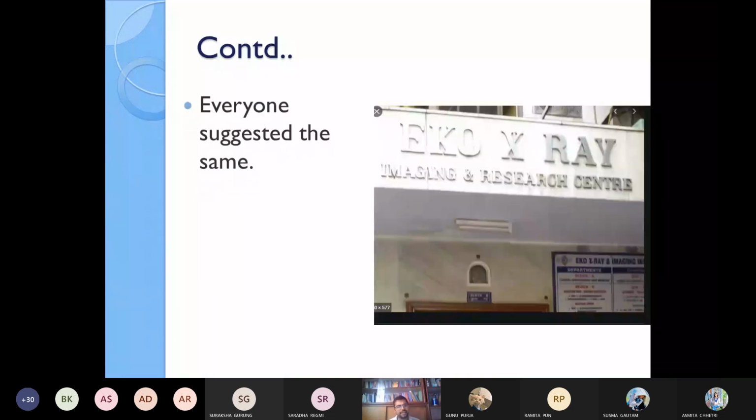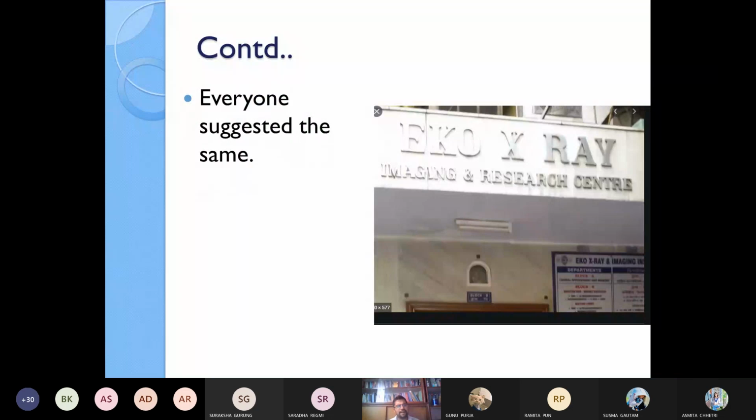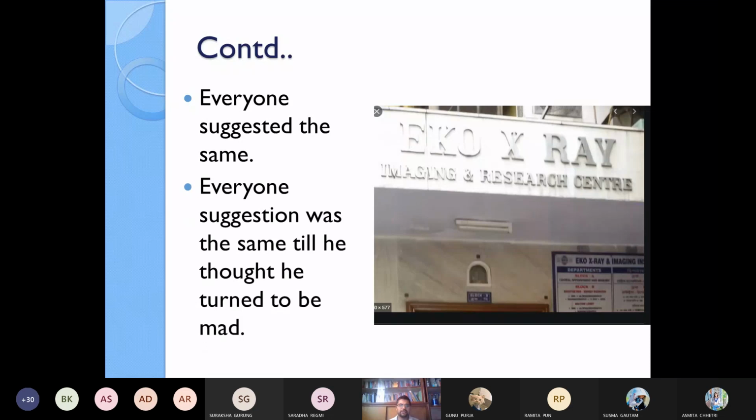So what it tells is, he went to everyone, and one of the men suggested to him. Everyone suggested the same: open it, then only you can read. But everyone suggested the same until he was thought to be mad.